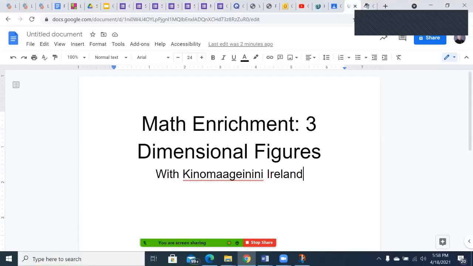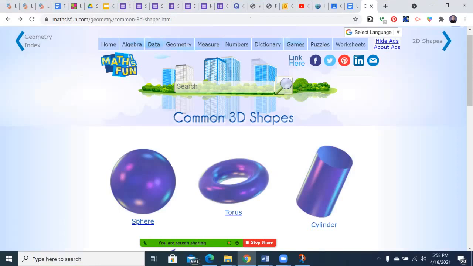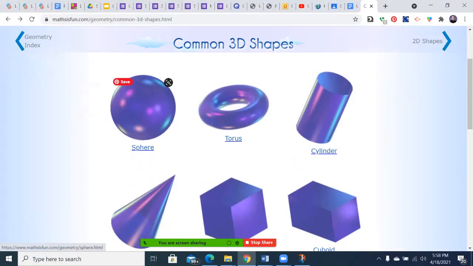Today's lesson, three-dimensional figures. Today I'm going to use our friend mathisfun.com from which to teach. And the first thing we see is a sphere. A sphere is a ball, a globe. So if you picture your kickball, a soccer ball, but not a football, those are spheres. They're round shapes like the sun.